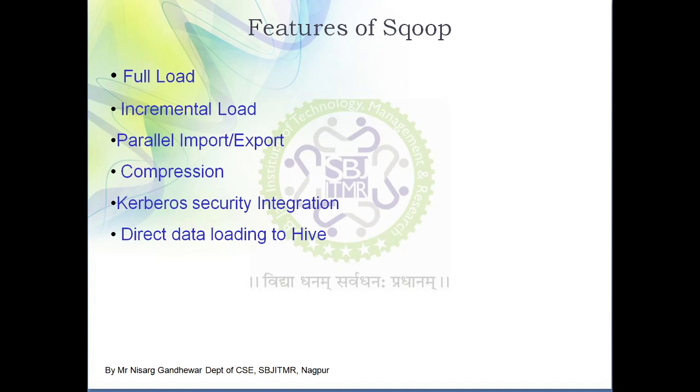So import and export operations can be carried out in parallel also. Then compression is there. Sqoop also allows you to compress the data from RDBMS to HDFS, which means there is a possibility of compression of the data. Then for security purposes, Kerberos security integration is there, which provides security to the data. And you can load data directly to Hive. Sqoop allows you to load your data to Apache Hive. So these are the various features of Sqoop.